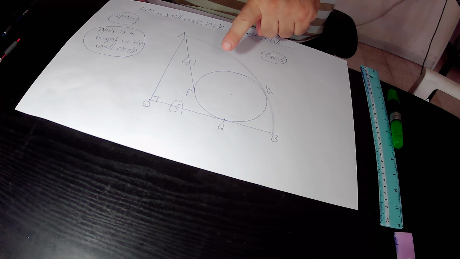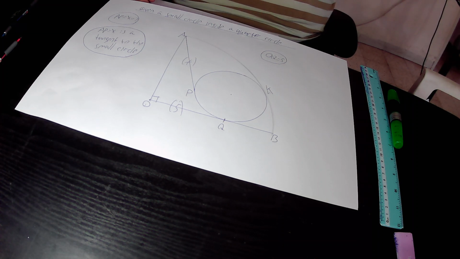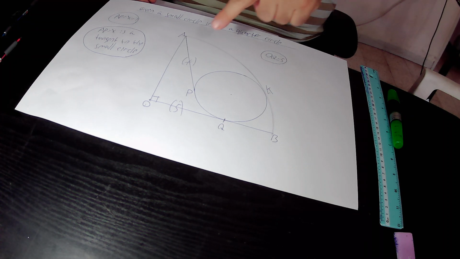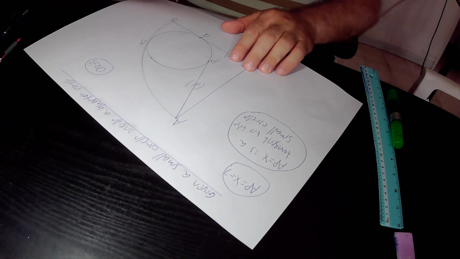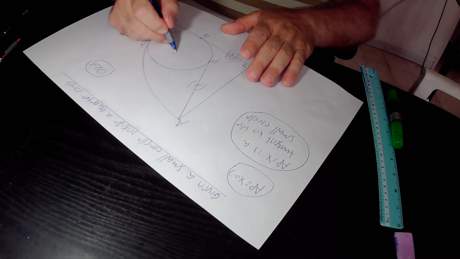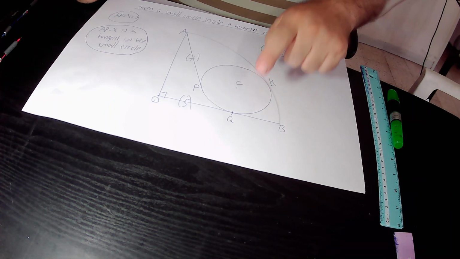Tangent AP is tangent to this small circle at point P. Tangent AP equals x units, and our mission is to find the value of x. It is the length of tangent AP. In the first step, we define the center of this small circle as point C, and we join points C and Q together by a straight line.